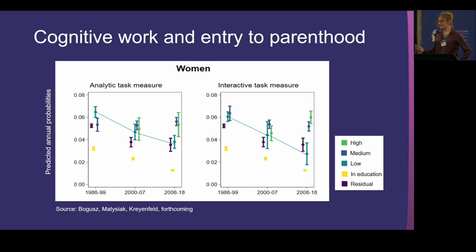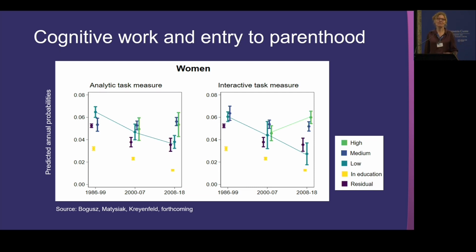We also can see, but only for the interactive tasks, some increase in the probability of entering parenthood for women who do a task high in cognitive, interactive tasks. And it's also important to note that this light green bar or dot is not visible for the earliest period, late 80s and 90s, because we didn't identify any jobs or enough jobs which would be high in cognitive tasks at that time, neither for women nor for men. Okay, so these are the findings.